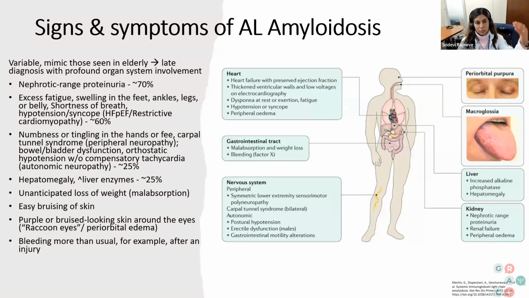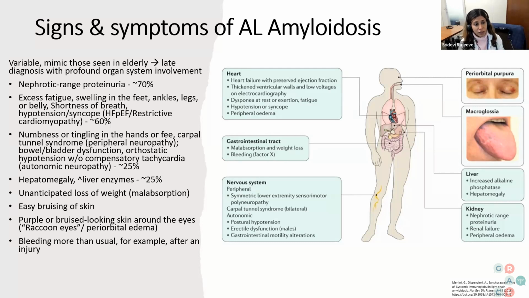So I've listed some of the common, and as you can see on the image, these are some of the common organ systems in the body that are affected. For the vast majority of patients, close to 70%, the kidney is affected. And one of the first signs that there may be some abnormality going on is when your primary care provider might pick up what we call nephrotic range proteinuria, meaning there's an excessive amount of protein being lost in the urine. And that's kind of like the first indication that there could be something wrong.